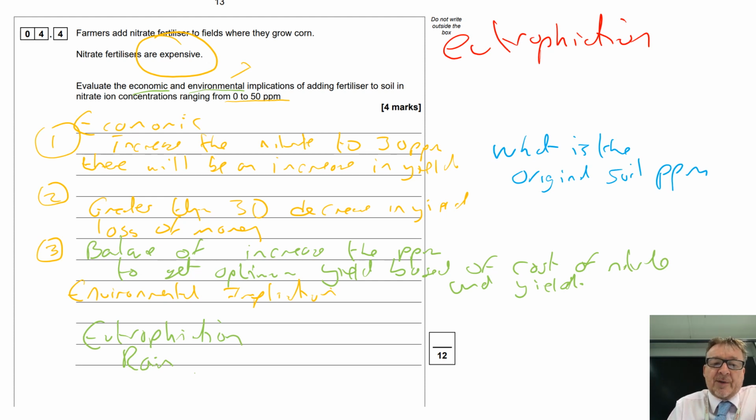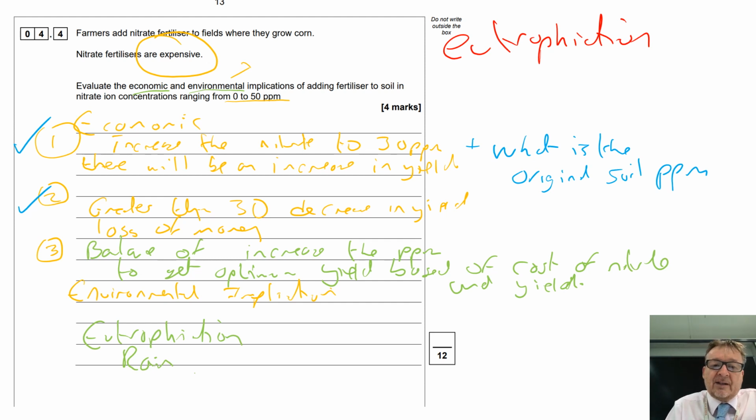So marks for this, from an economic point of view: if you increase the nitrate to 30, there will be an increase in yield, so that's obviously good, you're going to get more money. Greater than 30, you're going to lose. Number three is a combination of everything. You've got to balance the increase of ppm to get the optimum yield based on the cost of nitrate and the yield produced. But you also need to consider what the original ppm of the soil was. If it was 30, you don't need to add any more fertilizer.